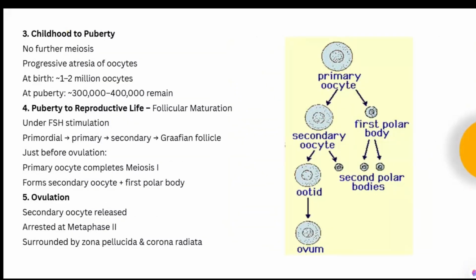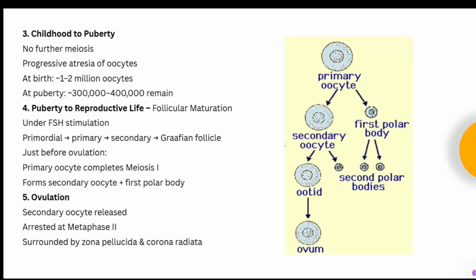Then what happens from childhood to puberty? There is no further meiosis. There is a progressive atresia of the oocytes. So at birth, out of the 6 to 7 million which were present at around 20 weeks of gestation, there will be only 1 to 2 million oocytes. But there is further atresia and at puberty you are going to get around 3 lakh to 4 lakh oocytes, which will be utilized throughout the reproductive career.